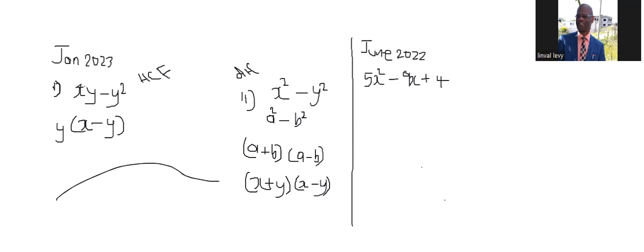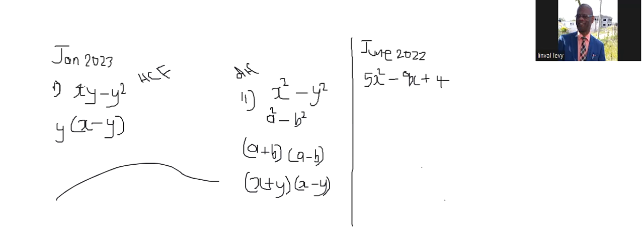Now let's hop over to June 2022. This was the only factorization question on there. Notice the type of expression we have here is a quadratic expression, so we're factorizing this quadratic expression.